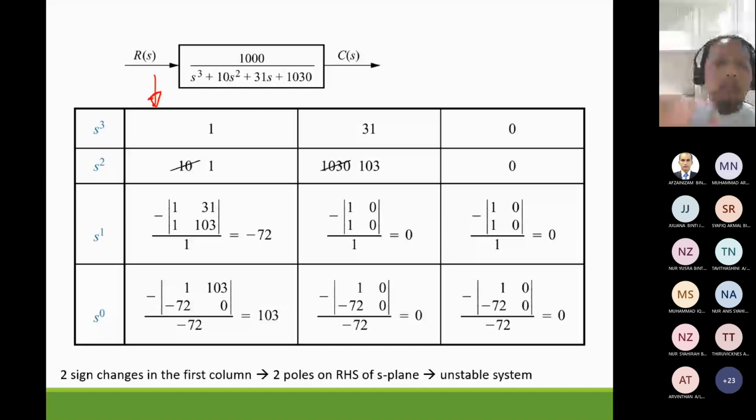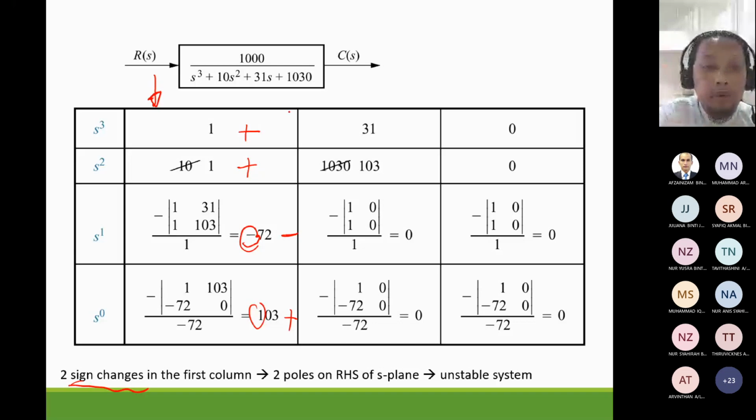So here in the first row, row S3, the value is positive. And then row S2, the value is also positive. And then the value on row S1 is a negative value. And then the value of row S0 is positive. And then you calculate how many sign changes there are from row to row.